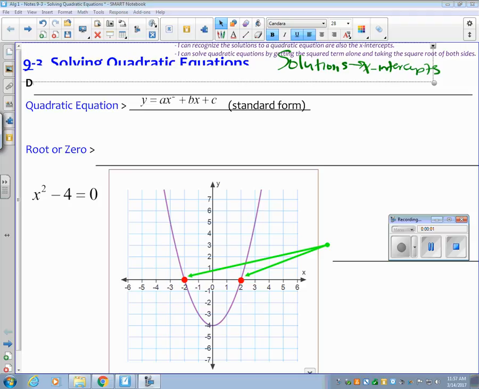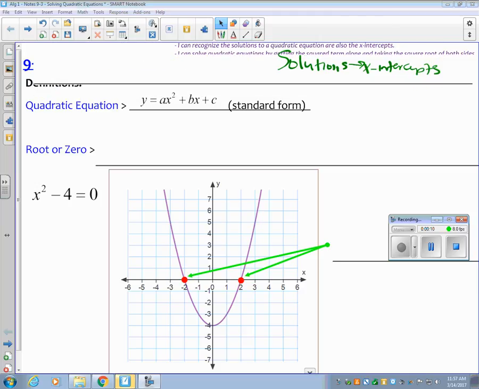All right, so remember, the quadratic equation in standard form is y equals ax squared plus bx plus c. And then Leslie, after you write that, come in, show us root or zero.